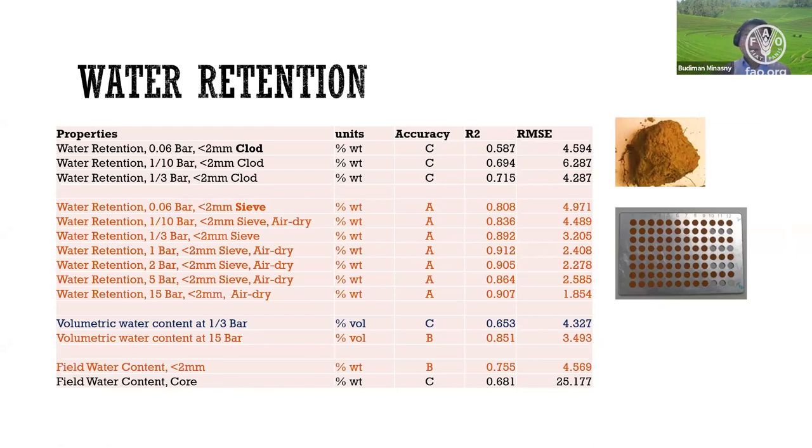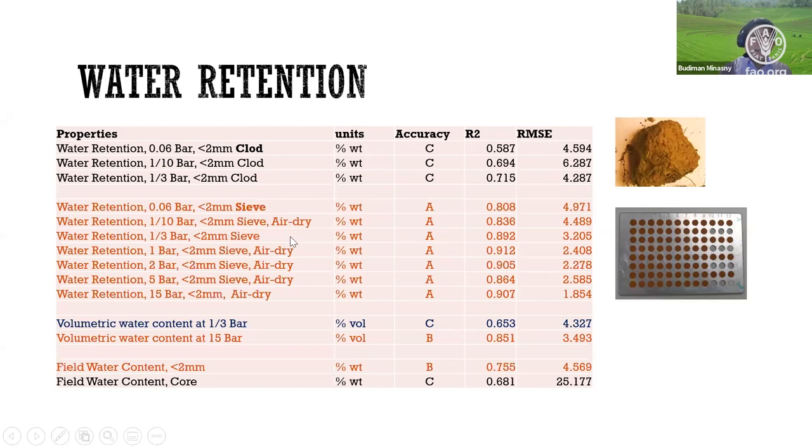that is wetter than 1/3 bar or 33 kilopascal or pF 2.5 in some measurements, we need to use clod because this is water that is available in between the aggregates, right? If you use crushed samples or sieved samples, you'll get different results. And you can see in this lab result, we have clod data that are measured with clod and data that are based on sieved and dried samples, right?